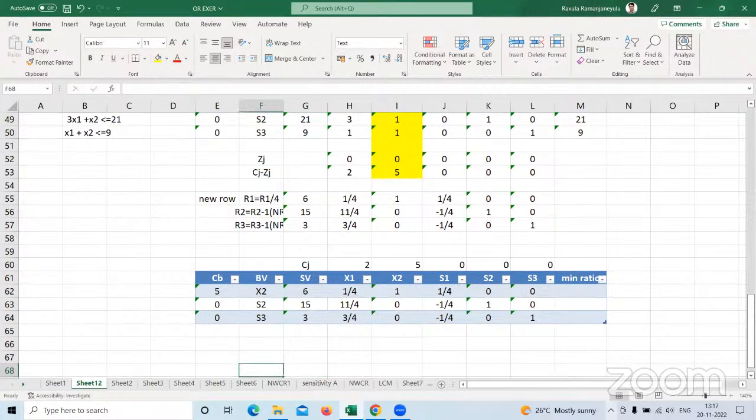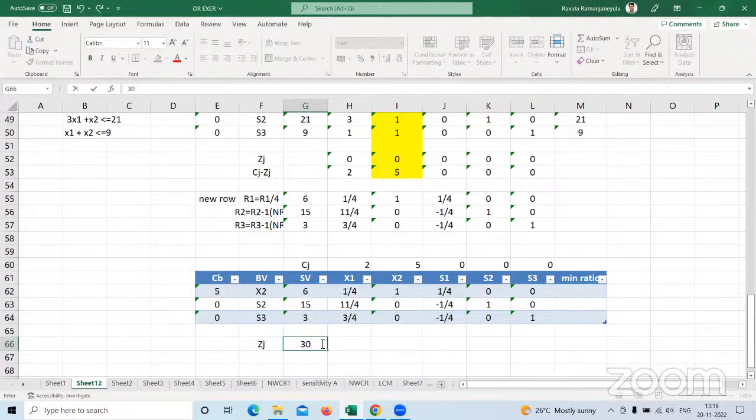Now again the same. What we'll do first, Zj will calculate. Zj is nothing but only the first row values will be multiplied with the 5. The second and third row we don't have the coefficient, zeros only. If you multiply it will be the same. So this is 5 into 6, 30. 5 into 1 by 4 is 5 by 4. 5 into 1, 5 into 1 by 4 is 5 by 4. 5 into 0, 5 into 0.